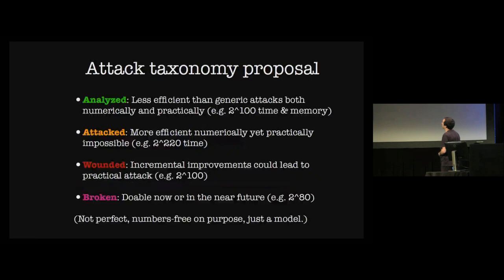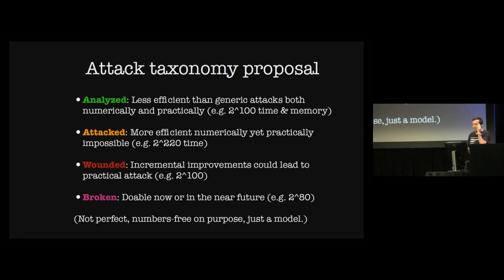So attack taxonomy, for example, I have this example of names. You might say that a cipher has been analyzed if someone found an attack that is not more efficient, even on paper, because you have like 2^200 memory, 2^200 data. But still, it says something about how the cipher works. It might give you some insight on how to better understand the algorithm, but it's still something green. Amber, we can talk about attacks that are practically not more effective than generic brute force, but on paper, the numbers are smaller than brute force.